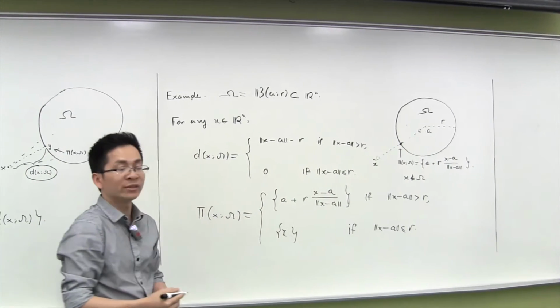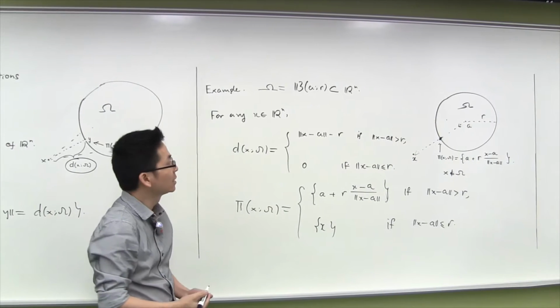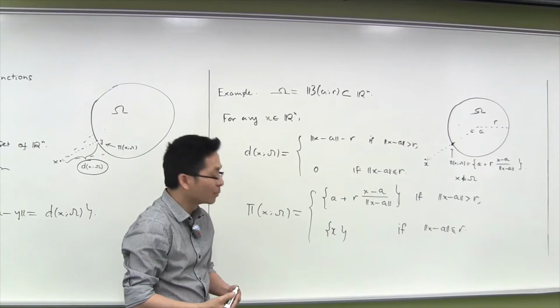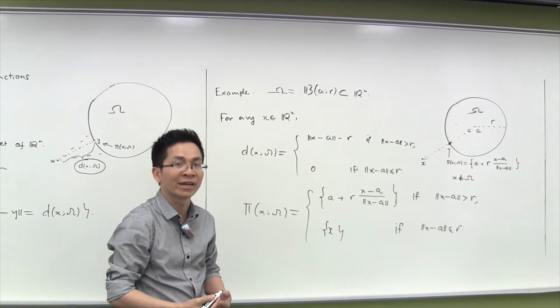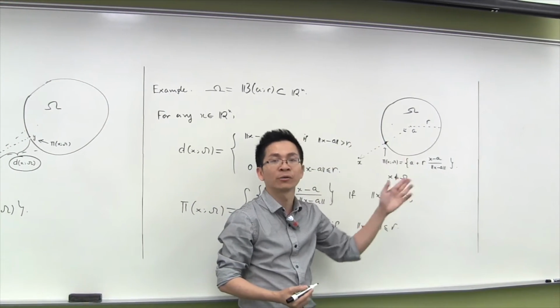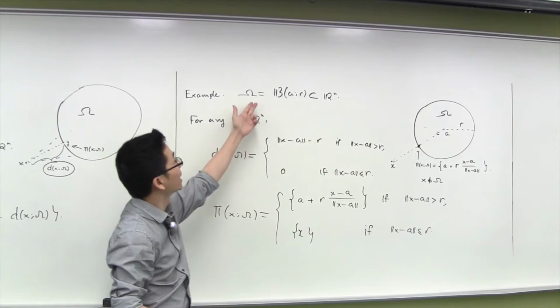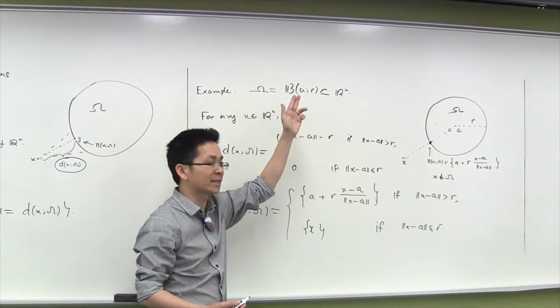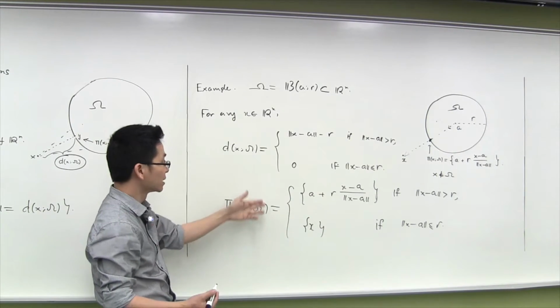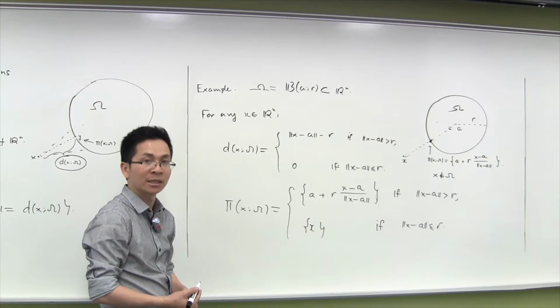Later, we're going to prove a very important property for a non-empty closed convex set. That is, if omega is a non-empty closed convex set, then the Euclidean projection from x to omega is always a singleton. As we can see in this example, omega here is a non-empty closed convex set, and in fact the Euclidean projection from x to omega is always a singleton.